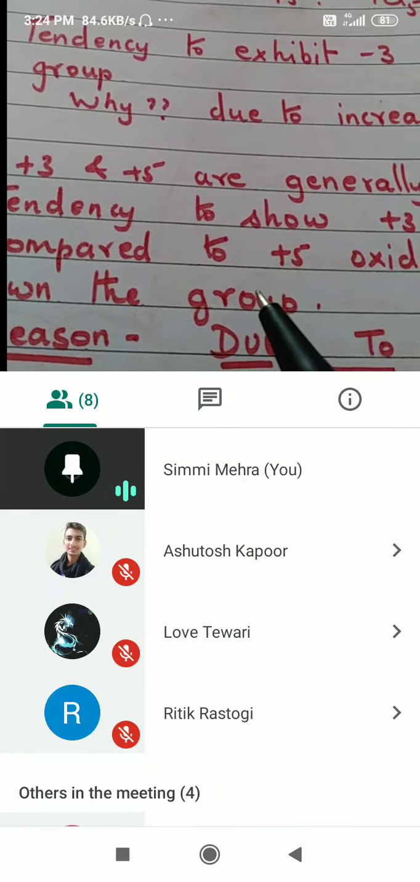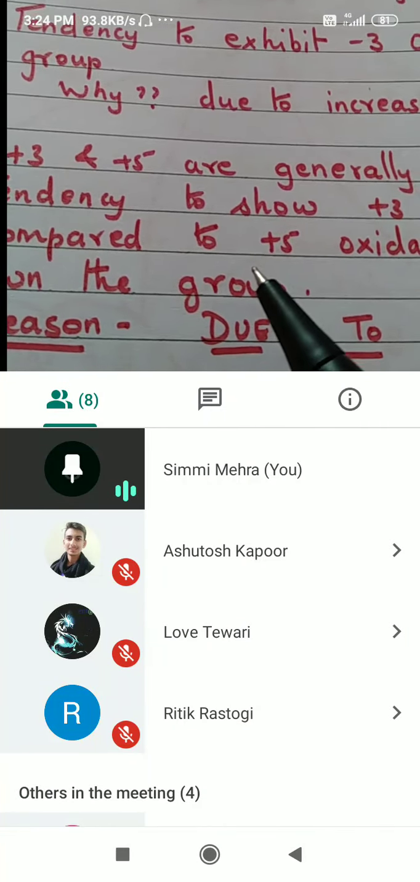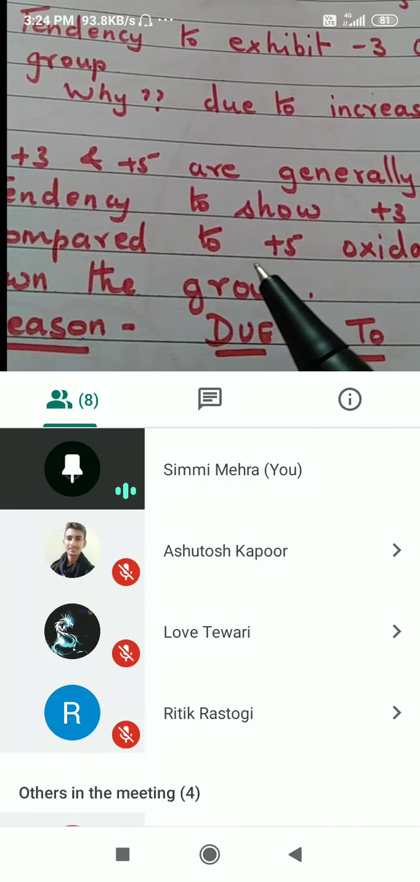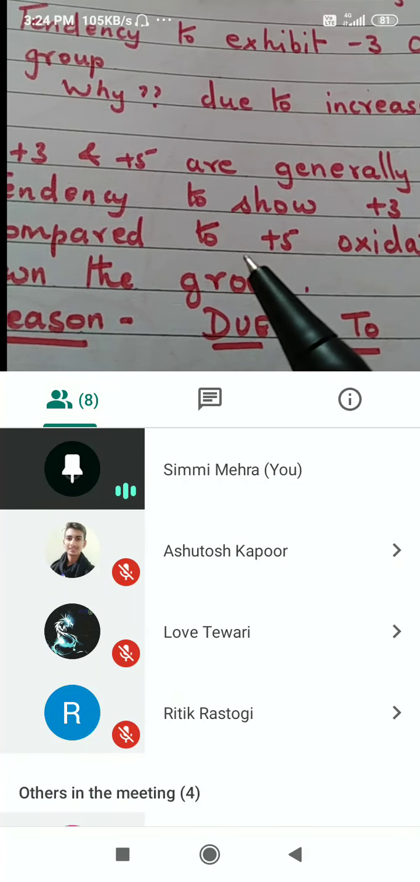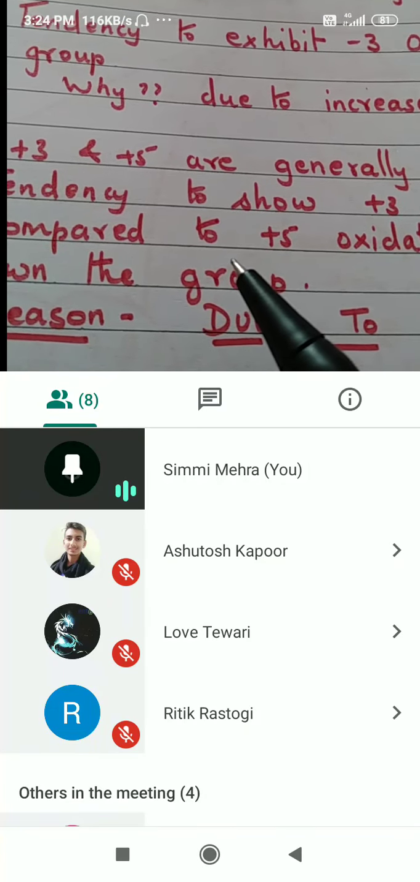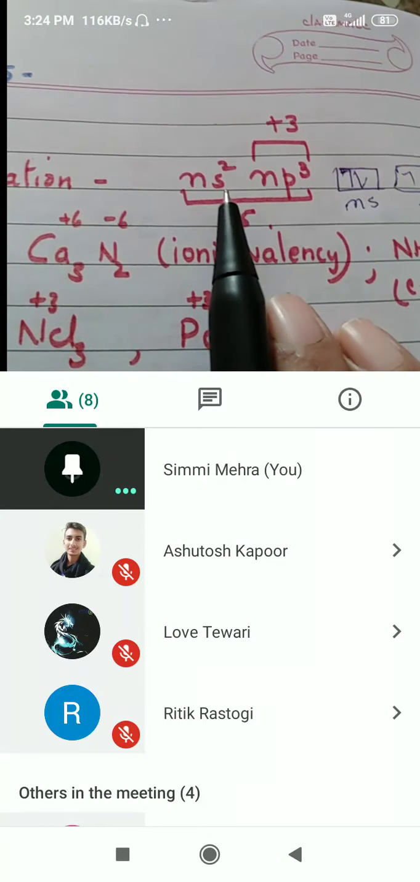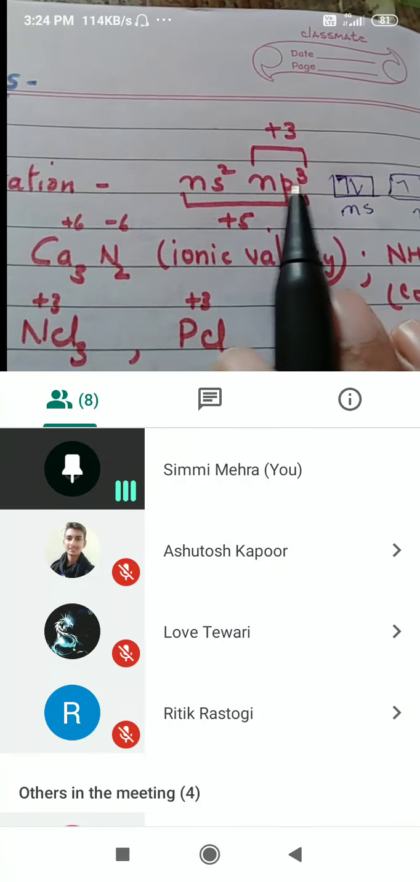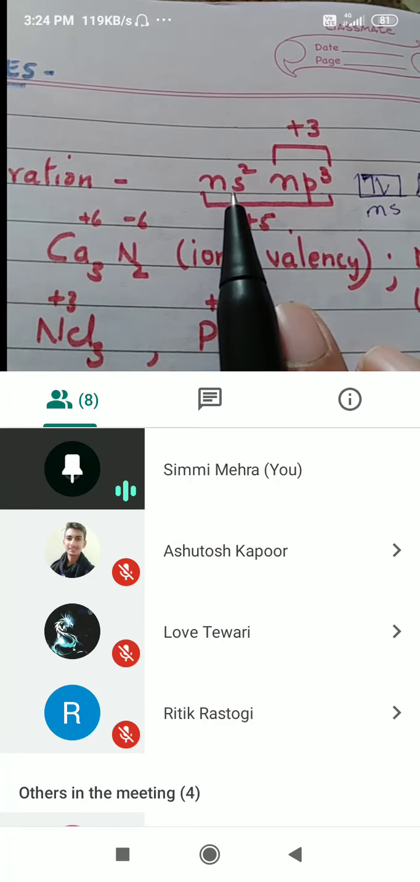Every year this question is asked in some form or the other. As you go down the group, that means arsenic, antimony, bismuth, they will have greater tendency to form compounds in +3 oxidation state, not in +5. See here, I just explained it to you. +3 means only p orbitals will be involved. If +5, then s electrons are involved.